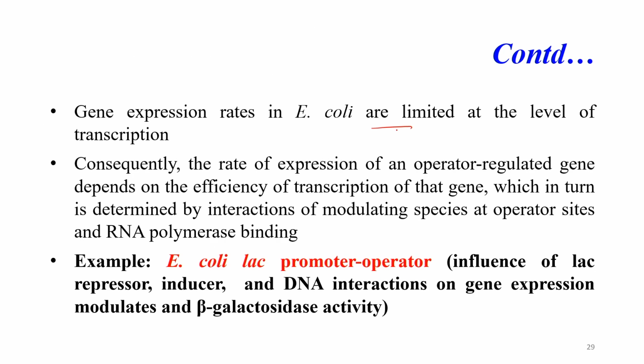Now, let us see in the case of E. coli, the gene expression rate is limited at the level of transcription. So, this is the rate determining step, and consequently the rate of expression of an operon regulated gene depends on the efficiency of transcription of the gene, which in turn is determined by the interaction of modulating species at the operator site and RNA polymerase binding.